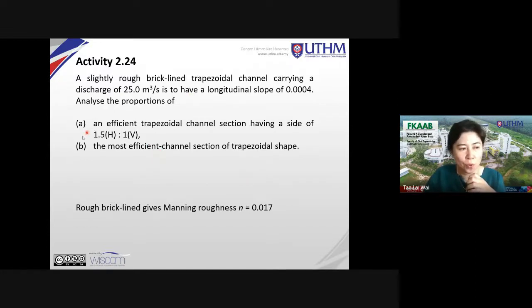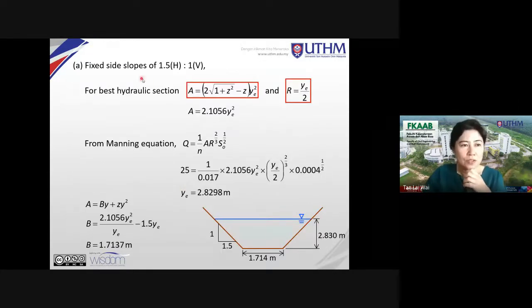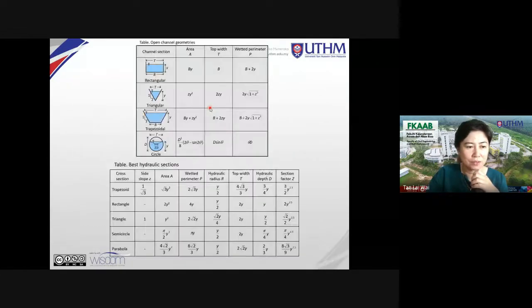So let's start to solve the first part of the question. Now, side slope is provided. So remember that we have that table, right, which has the formulas. This is the one, the bottom one, the best hydraulic section. If you look at the trapezoidal, side slope is 1 over square root 3.